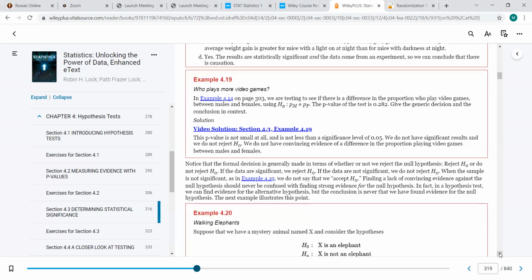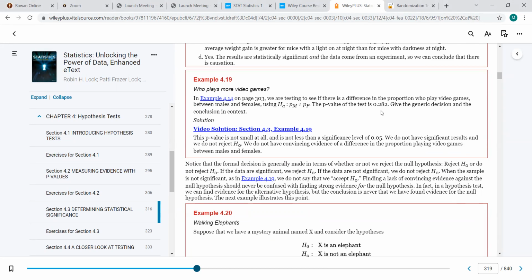Now, the video game example here, males and females. Remember, I think I ended up with a p-value of 0.302. That's after multiplying by 2. Remember, you have to multiply by 2 in this case because the alternative hypothesis has a not equal sign, which means it's a two-tailed test.